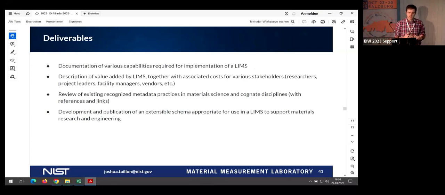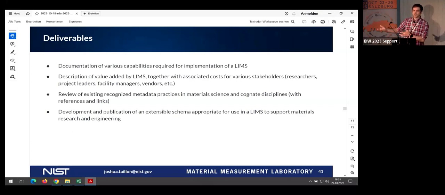We'll be delivering a description of the value that you get if you were to implement a LIMS, along with what that might cost you as an individual or at your institution. And again, from the perspective of various stakeholders. We will provide a review of existing metadata practices in material science and the cognate disciplines, with references and links to those where applicable.